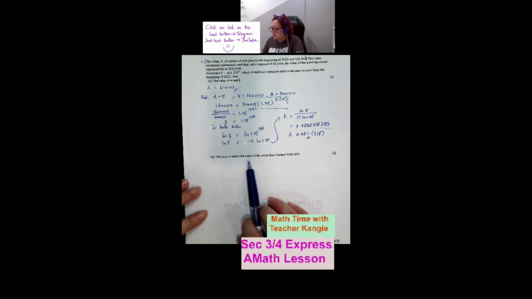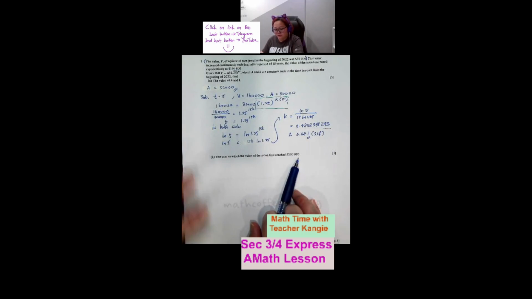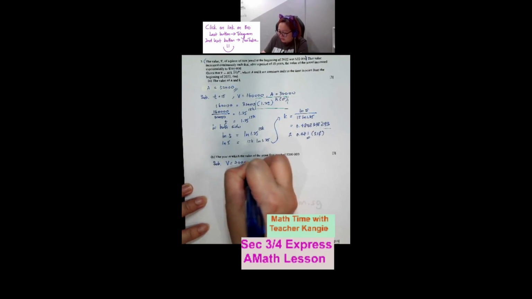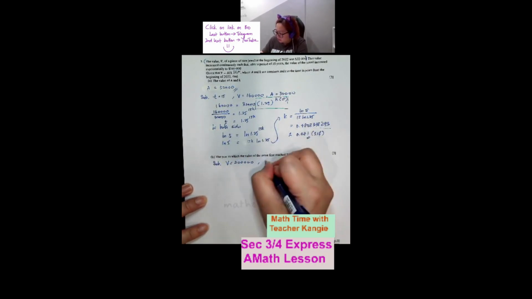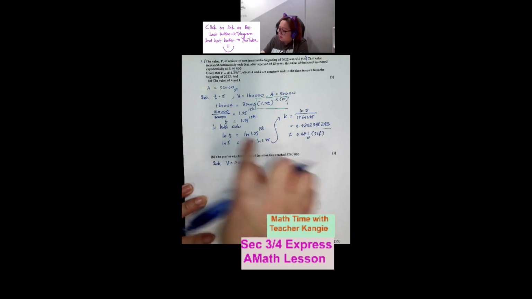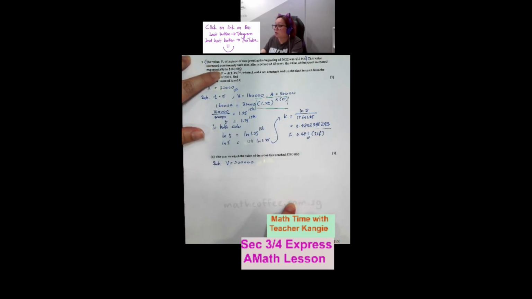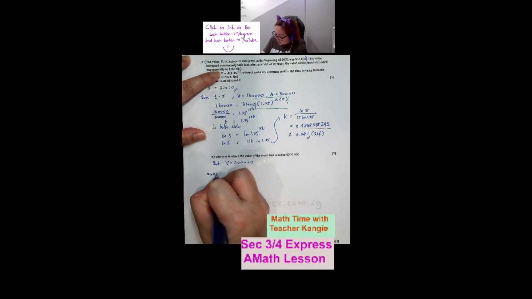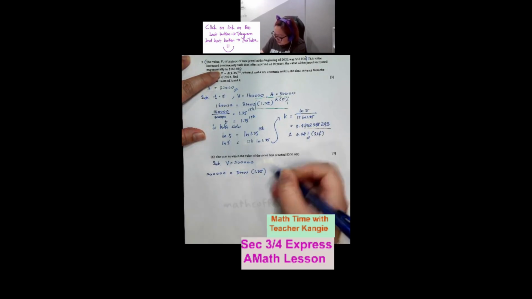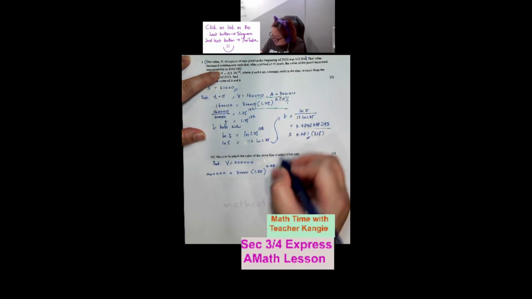Next, the year in which the value of the stone first reached 200,000. That means I need to find out what T is when my value is 200,000. So I'm going to substitute V equals 200,000, as well as sub in your K. Using the same formula, I will write 200,000 equals 32,000 times 1.25 to the power of 0.4808378. I think this should be sufficient.